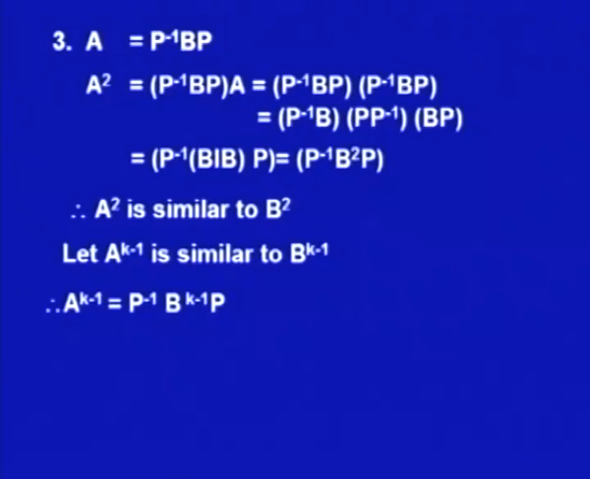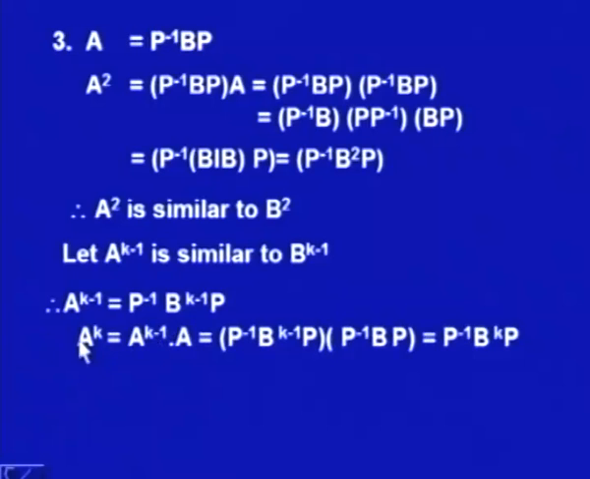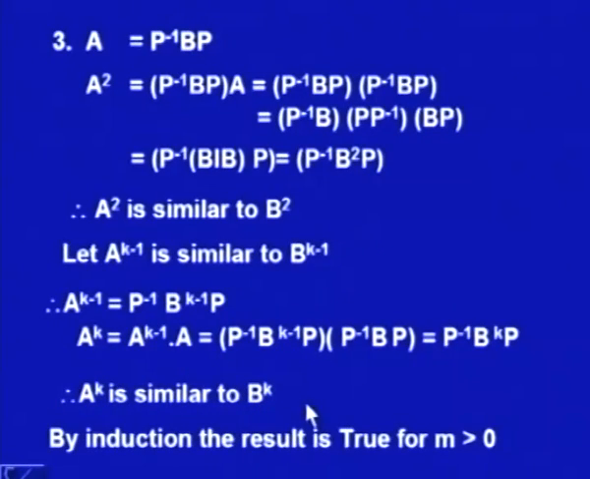Now, we write A^(k-1) as P inverse B^(k-1) P, because they are similar matrices, and then A^k is written as A^(k-1) into A. So, A^(k-1) is this, which is given to us, and A is similar to B, so I write it as P inverse BP. If you simplify, this expression comes out to be P inverse B^k P, and that proves that A^k is similar to B^k. So, by induction this result is true for any positive m.